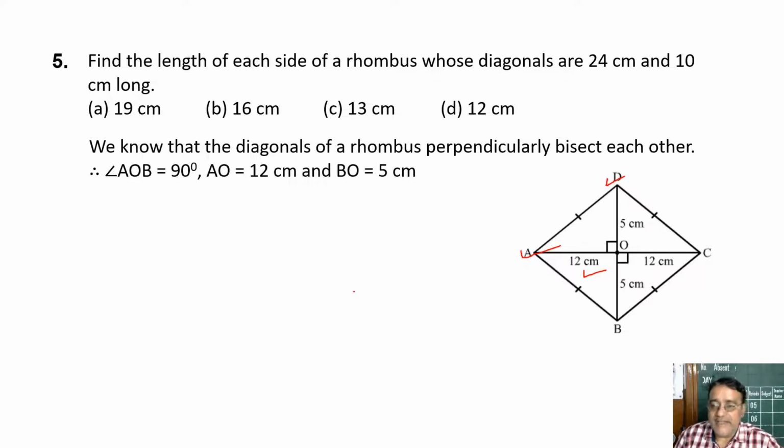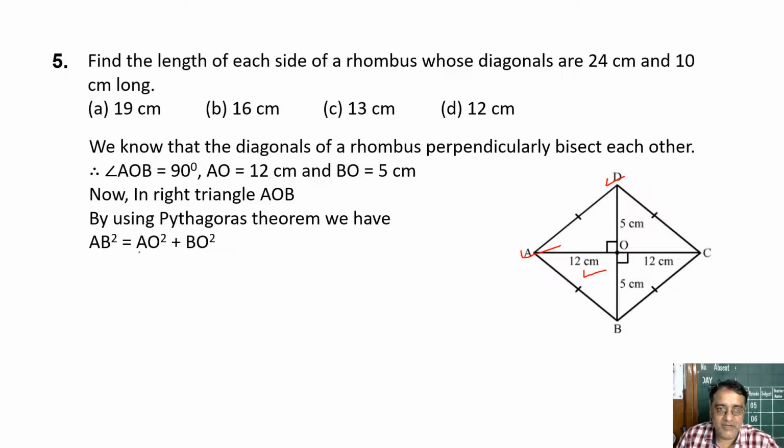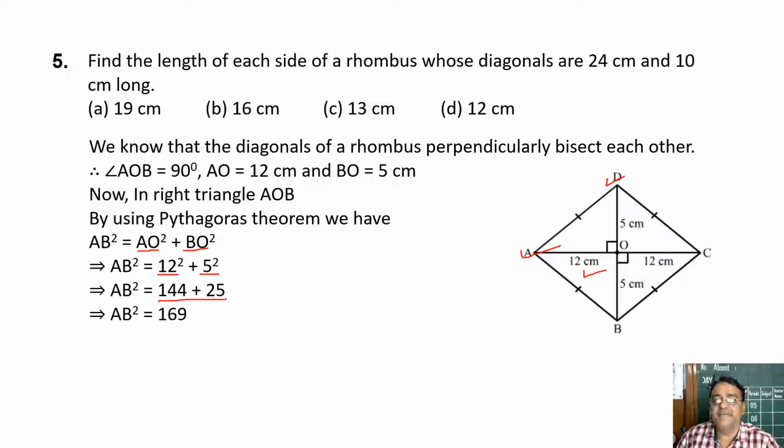Right. So in triangle AOB, by Pythagoras theorem, AB square is equals to OA square plus OB square. Now this is 12 and this is 5. We are going to substitute 144 plus 25. So what is 144 plus 25? 169. Square root of 169? 13. Very good. So which option is the correct one? Option C, right.